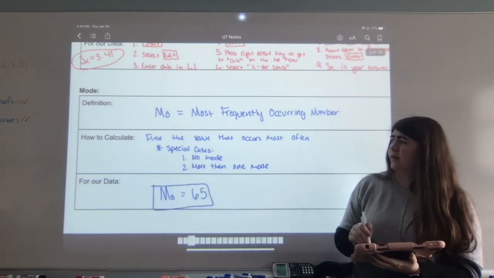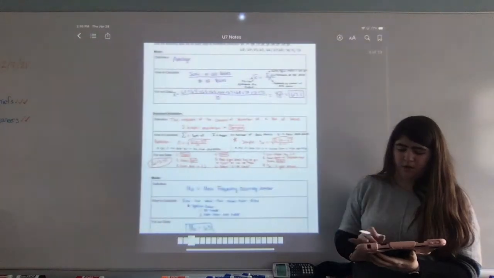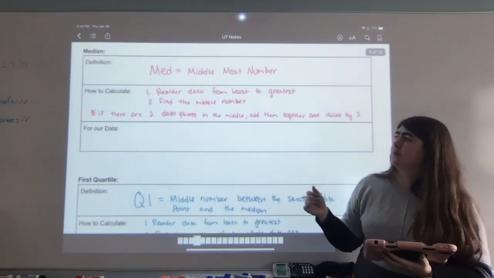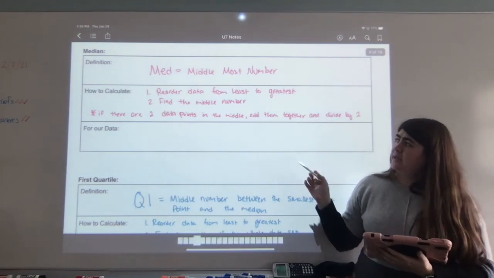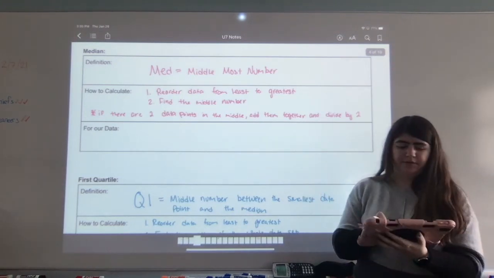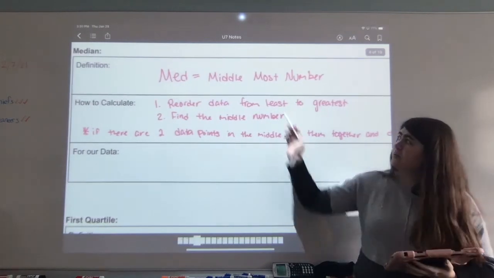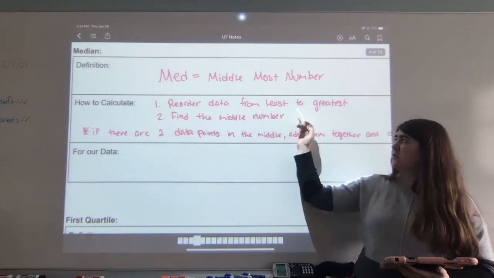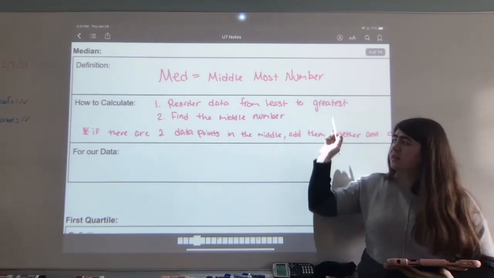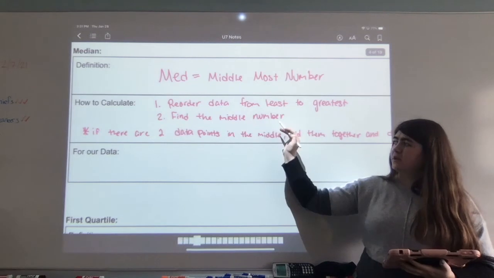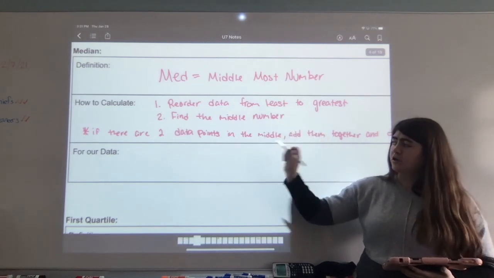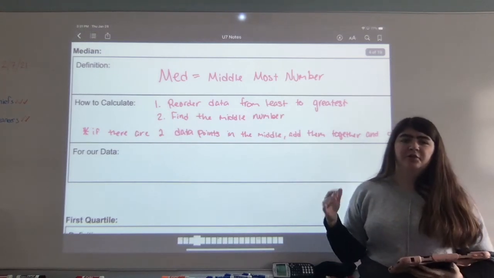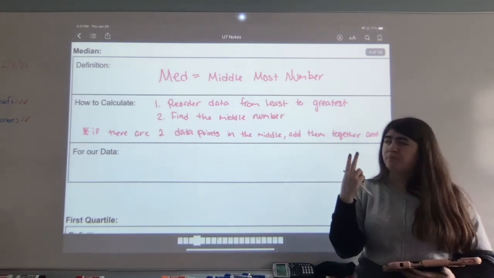All right, let's go ahead and turn the page where we will talk about a couple more methods of numerical measures. So we have the median. The median, abbreviated MED, is equal to the middlemost number. So to calculate this, step one, reorder the data from least to greatest. We already did that, so that's done. Step two, find the middle number. If there are 2 data points in the middle, you're going to need to add them together and divide by 2. You're finding the average of the 2 middle points.